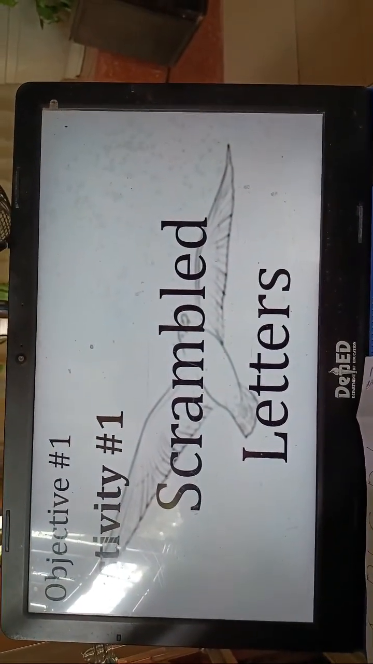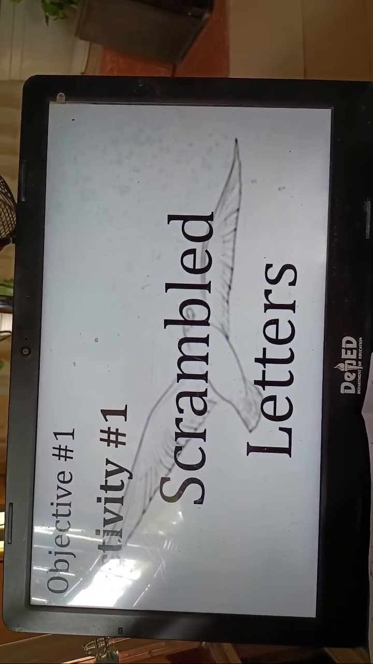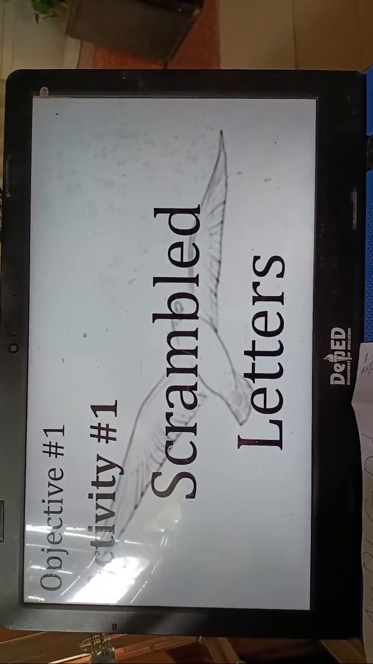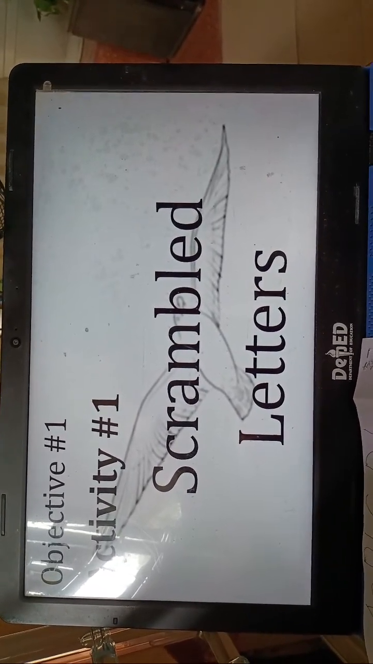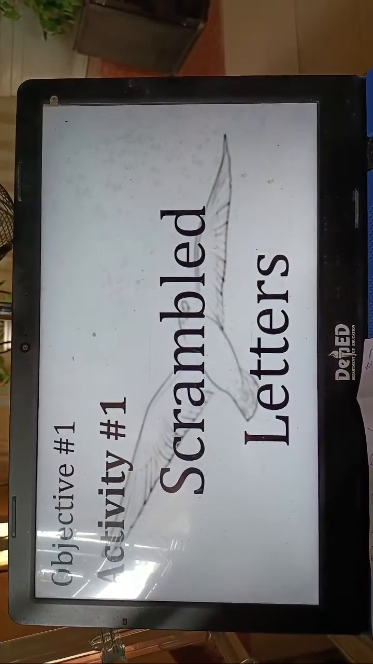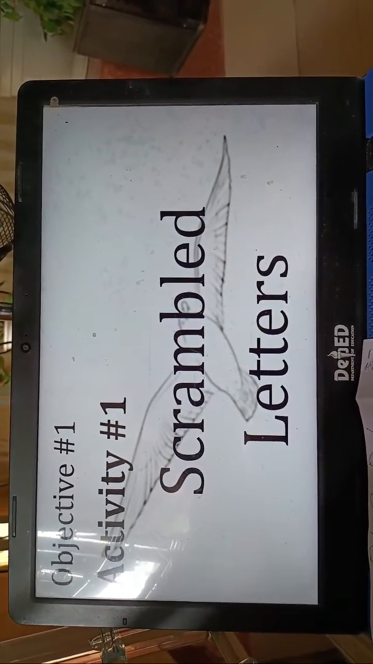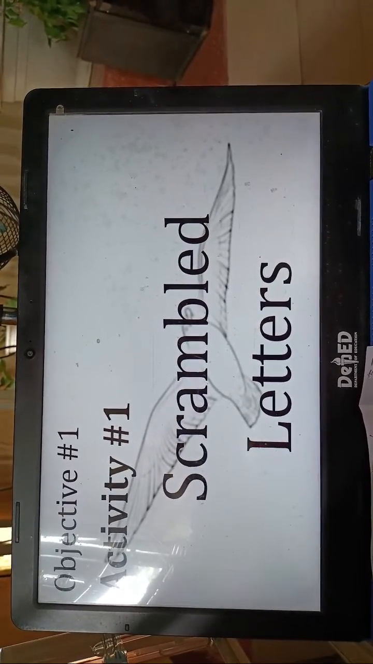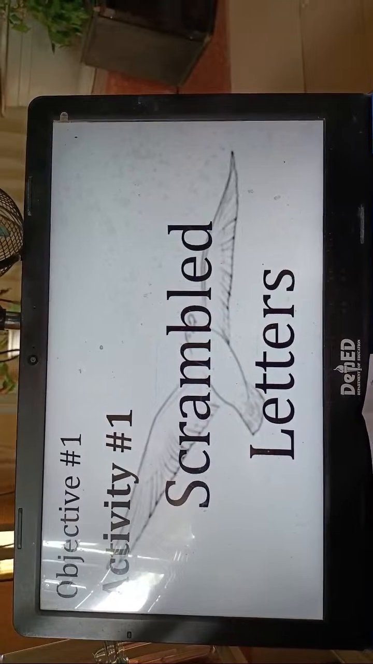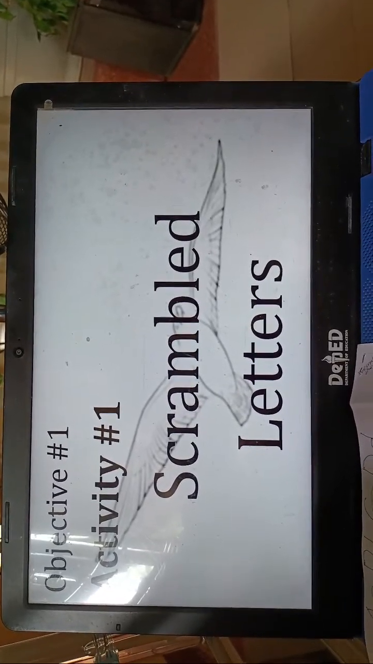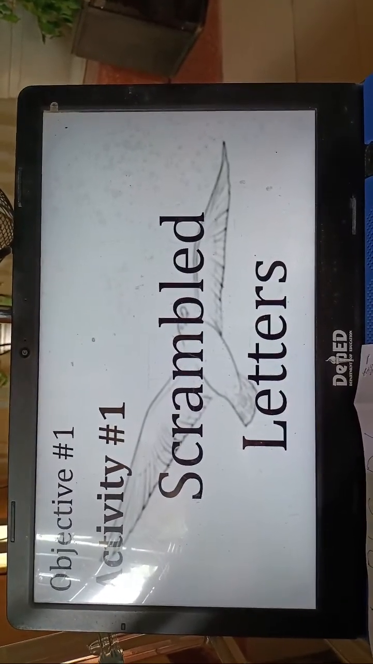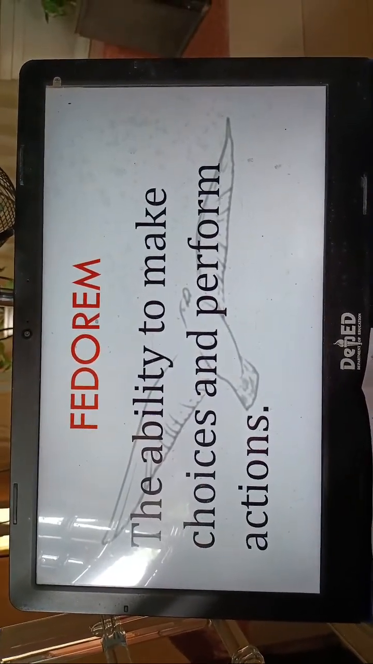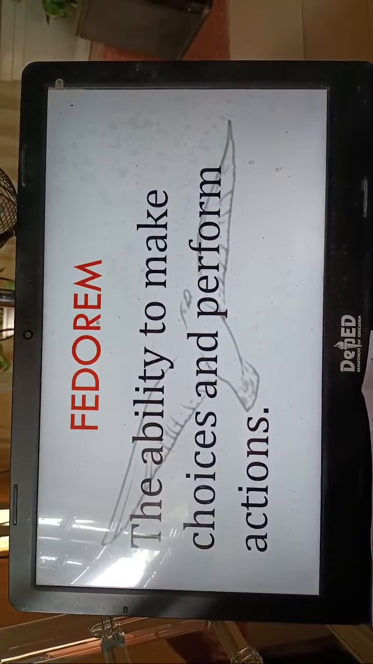Now, to enhance this, we have the activity number 1 for objective 1. We have here the scrambled letters. So I will be giving you the definition and scrambled letters which you have to assemble to form a meaningful word, the word that you think is being defined by the definition. Okay, let's start. What do you think is this? The ability to make choices and perform actions.